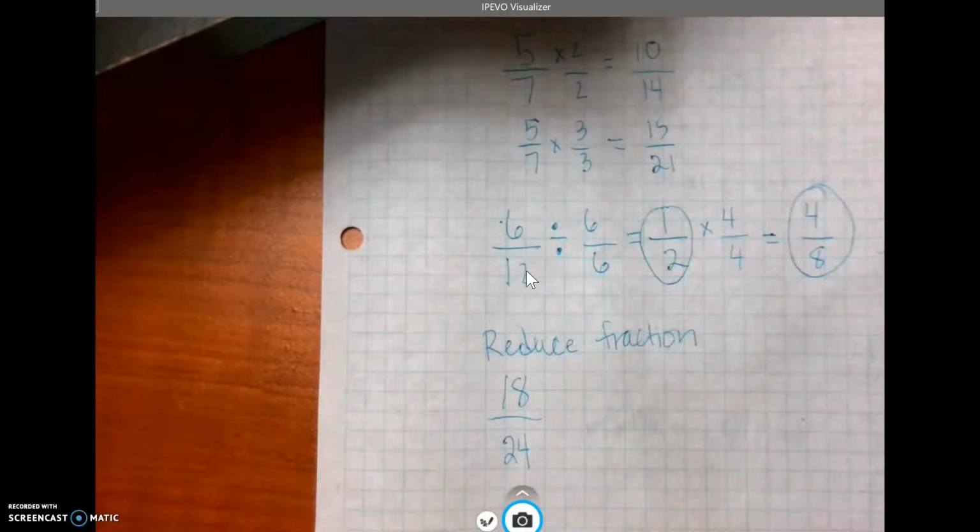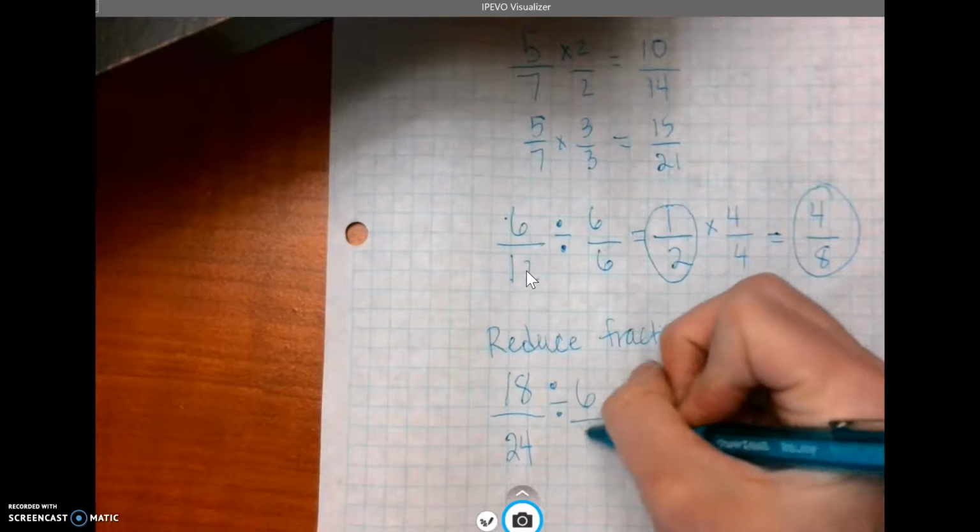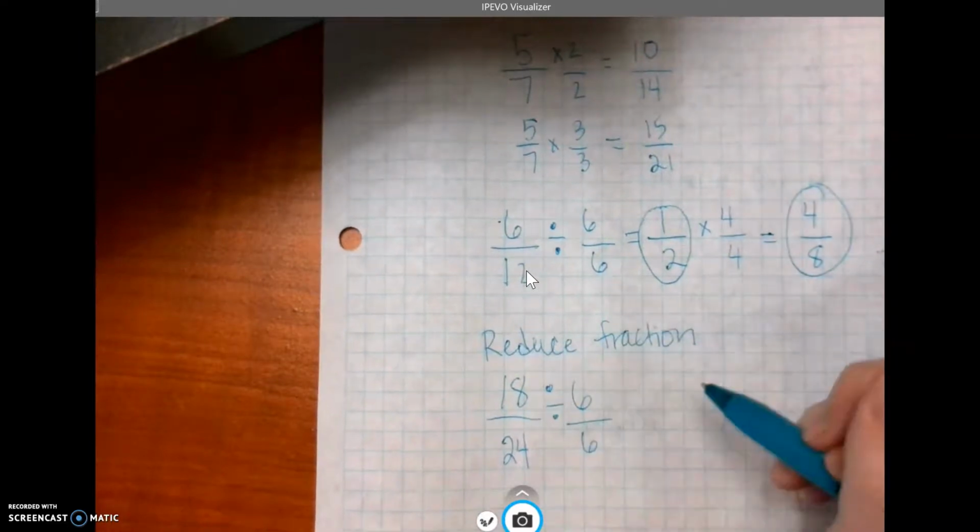If you can't think of it, then check. Are both of these even numbers? Oh yeah, 18 ends in an 8 and 24 ends in a 4. That means I can divide those both by 2 to start off. So you could start off by dividing by 2 for that one, or you could divide by a bigger number. Both of these can be divided by 6. 6 times 3 is 18, and 6 times 4 is 24. So I'm going to divide both of these by 6. You could start by dividing by 2, you'll just have more steps.